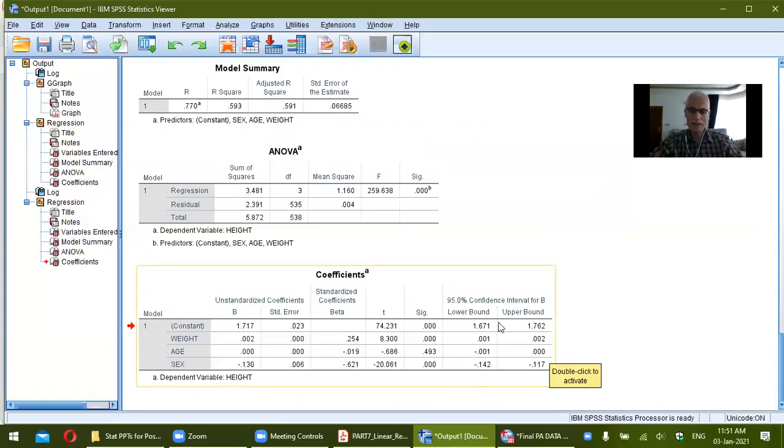Probably you may not put this in the literature or in the article. You may not even put T. You might just put the significance and the coefficient. Okay, put the coefficient.